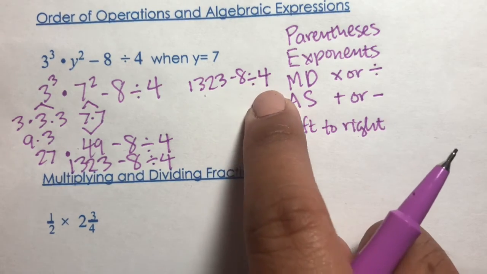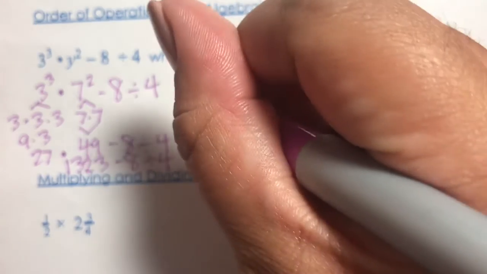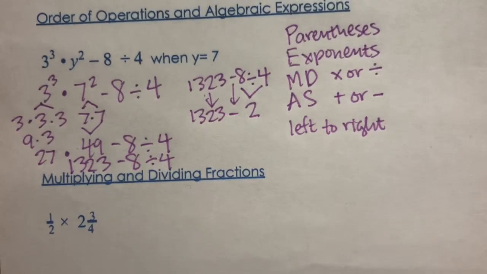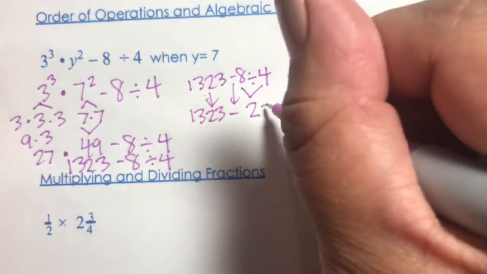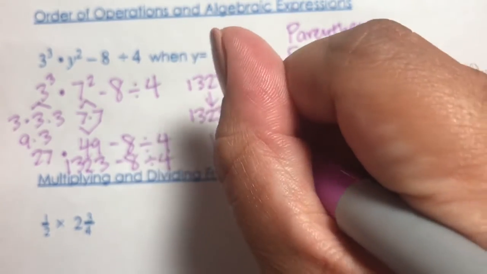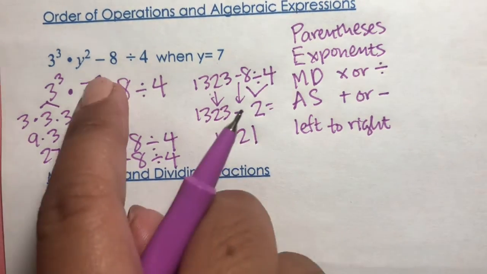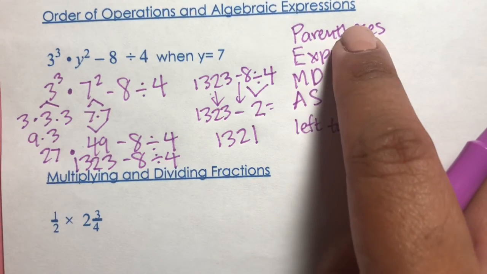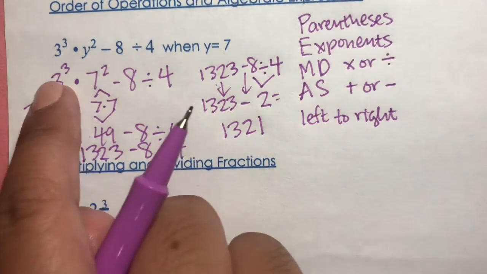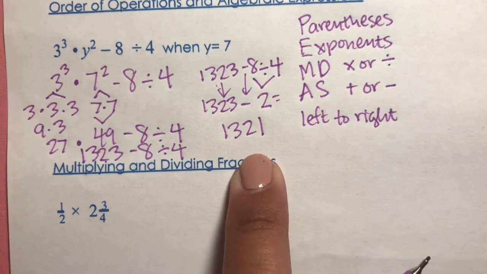So 8 divided by 4 is 2. Now we got to bring all of this down. So 1,323 minus 2 equals 1,321. And that's how we get to that answer. I know it's a lot of steps, and we have to remember the order of operations, but if you do the order of operations correctly and you do your exponents correctly, you'll get to the correct answer.